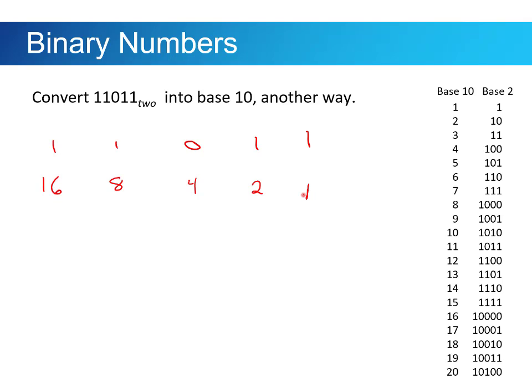So I've really just written the place values down below, these powers of 2. And then anytime there's a 1 among my digits up above, I'll just circle the numbers I created down below. And those are exactly the powers that I keep. So I can just add those circled numbers. And when I add those, 16 plus 8 plus 2 plus 1, I get 27.